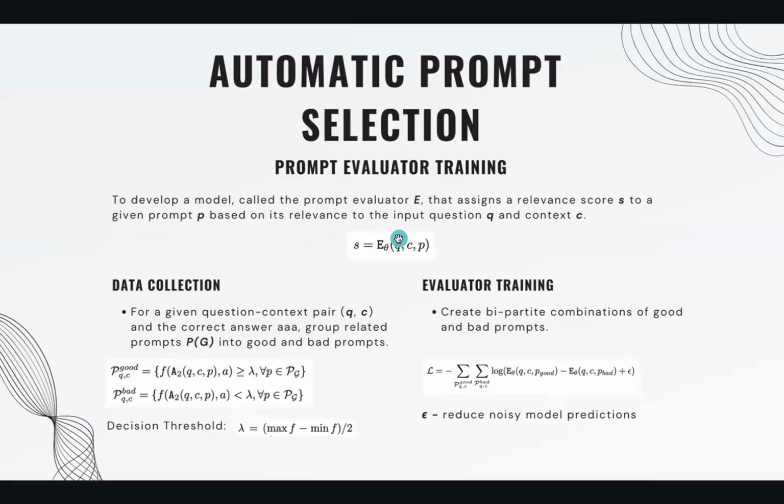There is also a given loss function, where epsilon stands for margin, which controls the minimum distance between correct and incorrect inputs to reduce noisy predictions.